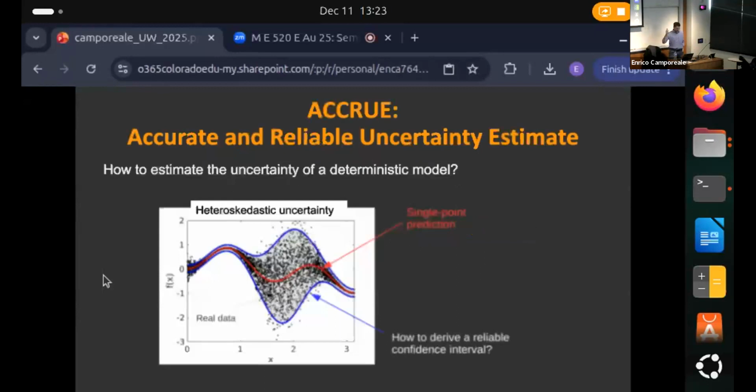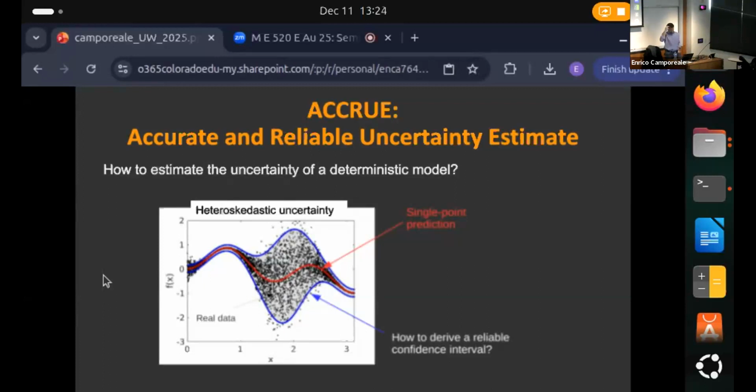All right, so digging more into the first problem, the UQ. I'm going to talk briefly about this method or model, which is called ACRU. It stands for Accurate and Reliable Uncertainty Estimate. I'm going to give you the reference in a minute. Essentially, the question we try to answer in this work is how to estimate the uncertainty of a deterministic model.